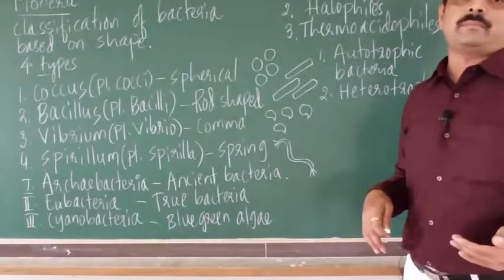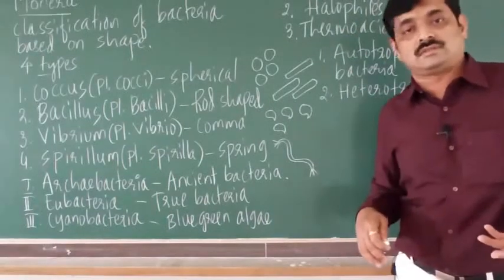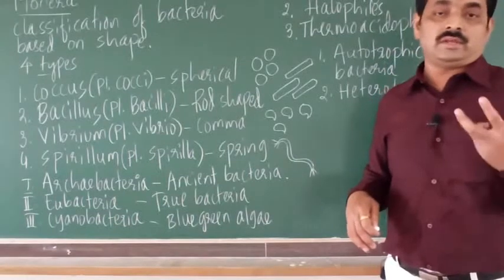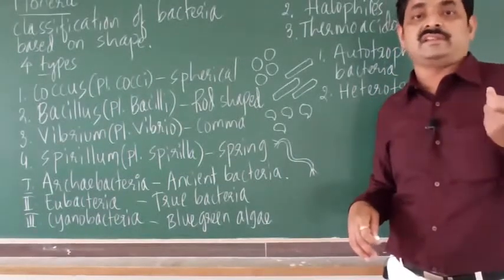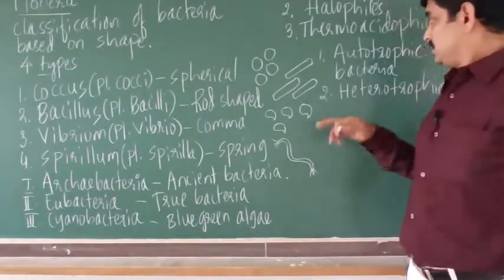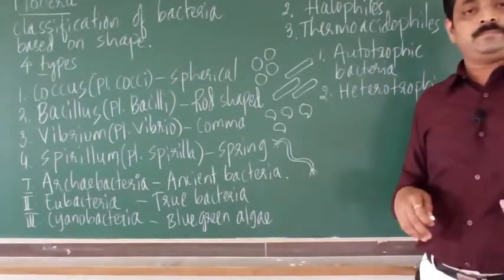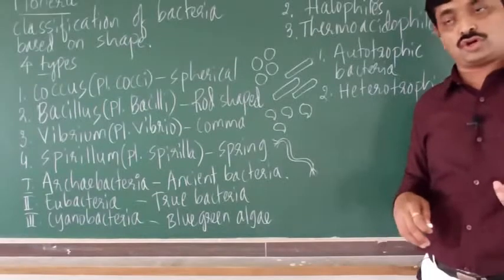So photosynthetic bacteria, they undergo photosynthesis, right? They synthesize food by photosynthesis with the help of the chlorophyll present in chloroplast. The example of autotrophic bacteria is Anabaena. Even another example is Nostoc.